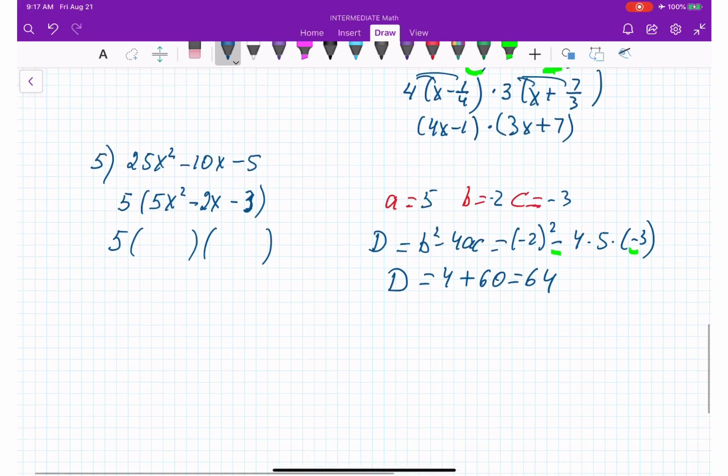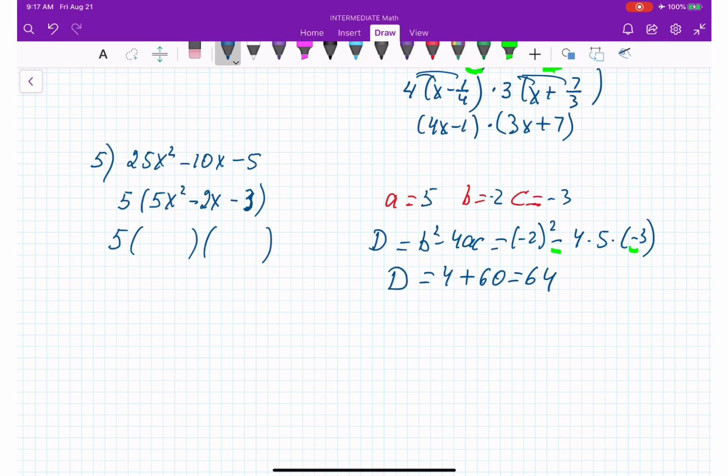Okay, so from here, the square root of the discriminant is going to be the square root of 64, and it's going to be equal to 8. Okay, x1, x2. x1 is equal to positive 2 because b itself is negative 2, so it's going to be positive 2 plus 8 over 2a, meaning 2 times 5.